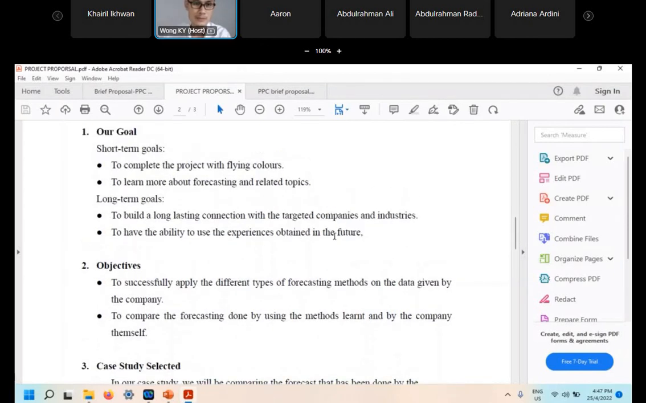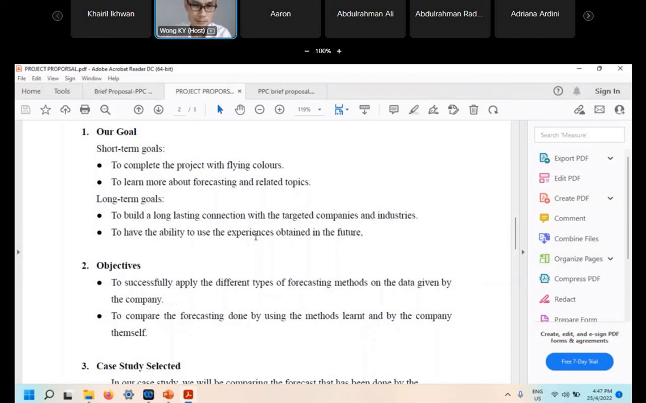So this first proposal has no company yet. In fact, some of the proposals also have no company. By right, you should already have your company by now. If you still don't have a company, it means you are already very, very behind schedule. I think about 50% still do not have a company, including this one.